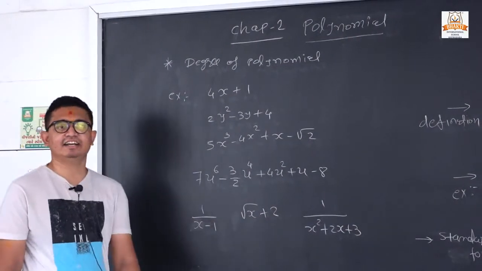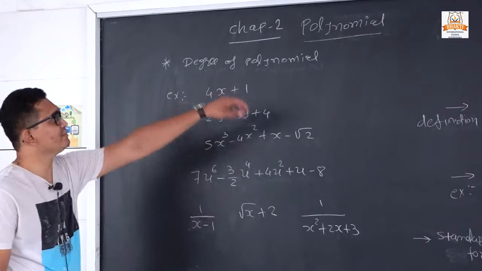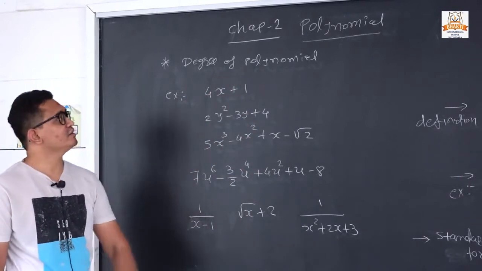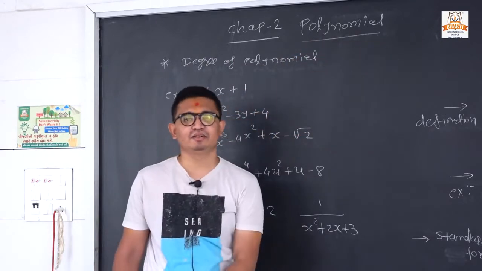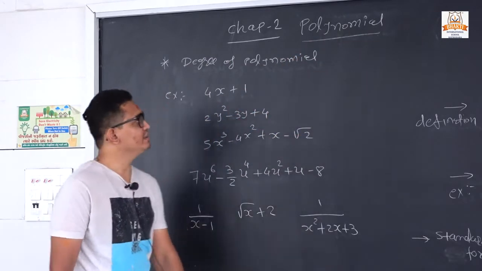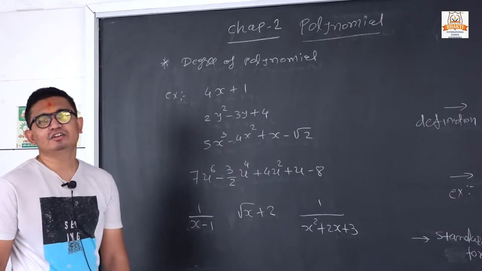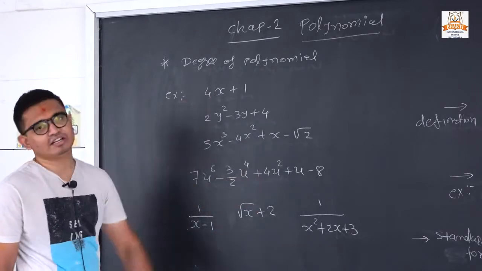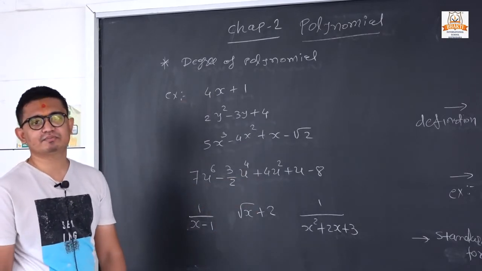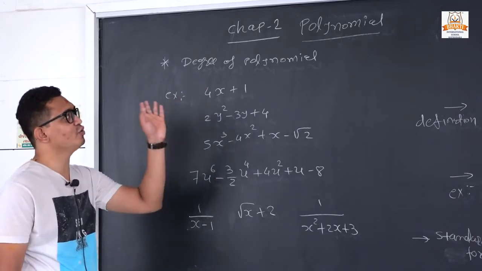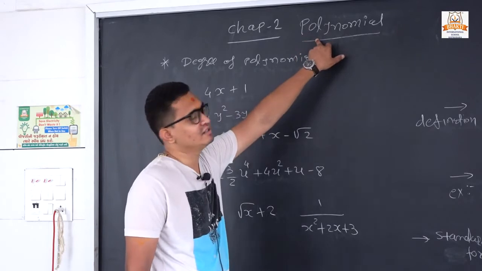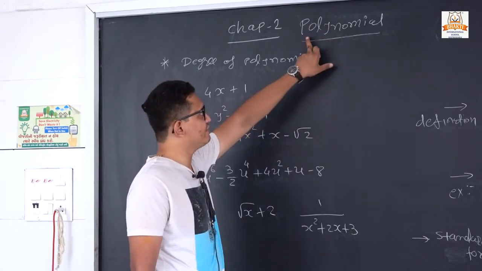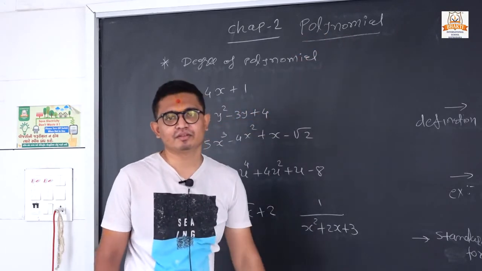So in standard 10, chapter number 2 is polynomial. We are already familiar with that term, polynomial. Polynomial means what? More than two terms is called a polynomial. If any algebraic expression has more than two terms, then it is called a polynomial. From standard 6, we are already familiar with that term.